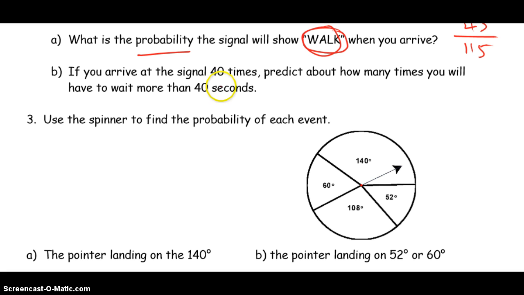Okay, if you arrived at the signal 40 times, predict how many times you will have to wait more than 40 seconds. Well, for a regular geometry class, I think this is very silly. So I'm just going to cross that all out.